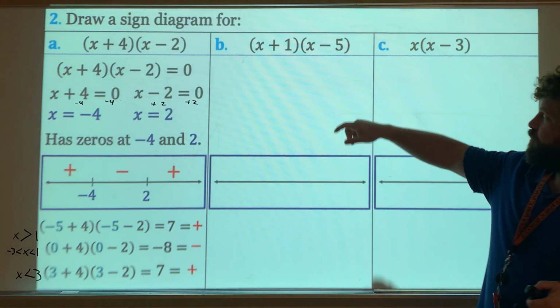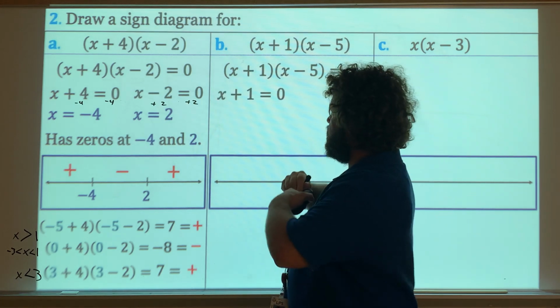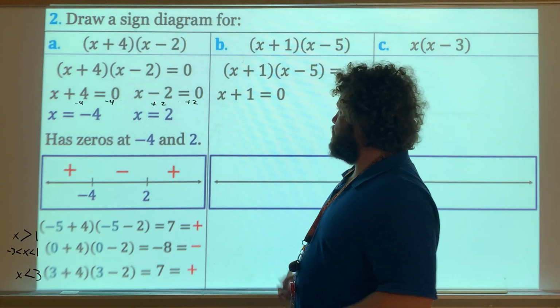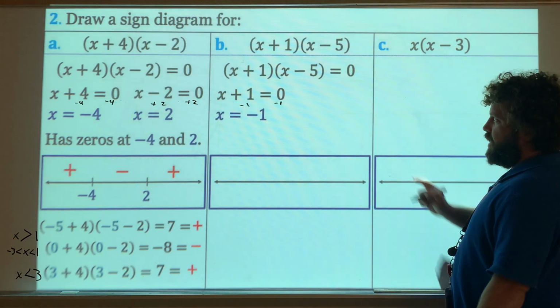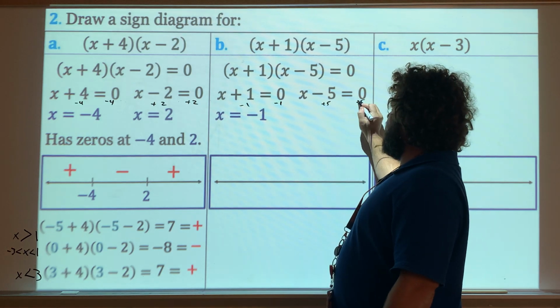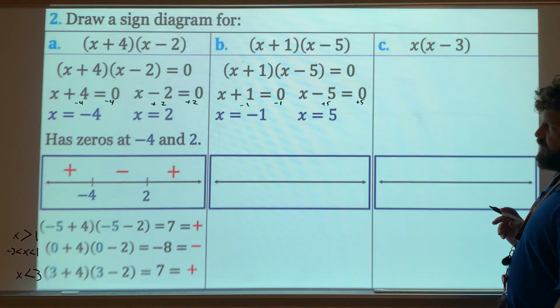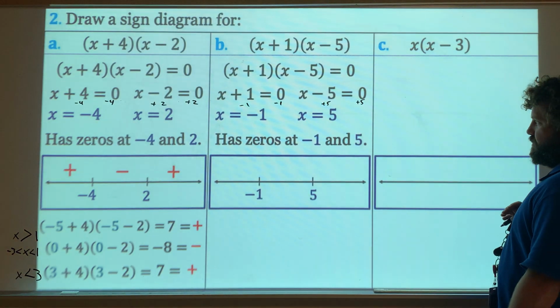Going over B. Set equal to 0. X plus 1 equals 0. What do you do to both sides? Subtract 1 from both sides. X equals -1. X minus 5 equals 0. Add 5 to both sides. X equals 5. You have zeros at -1 and 5.